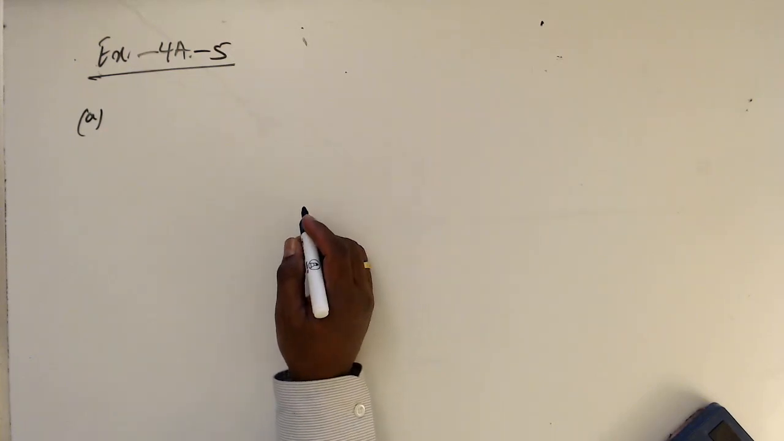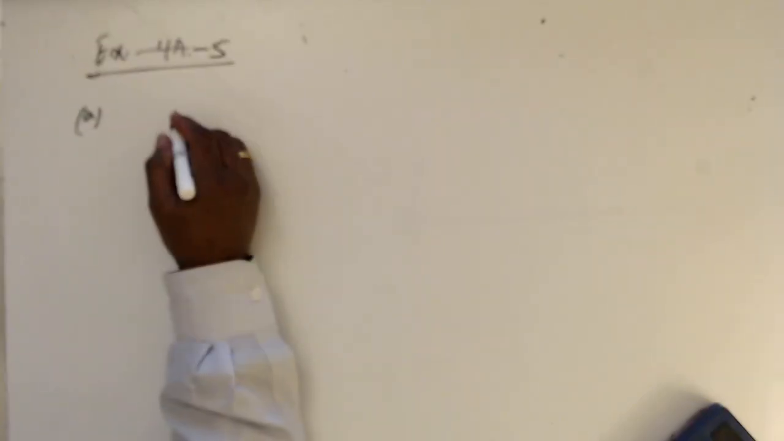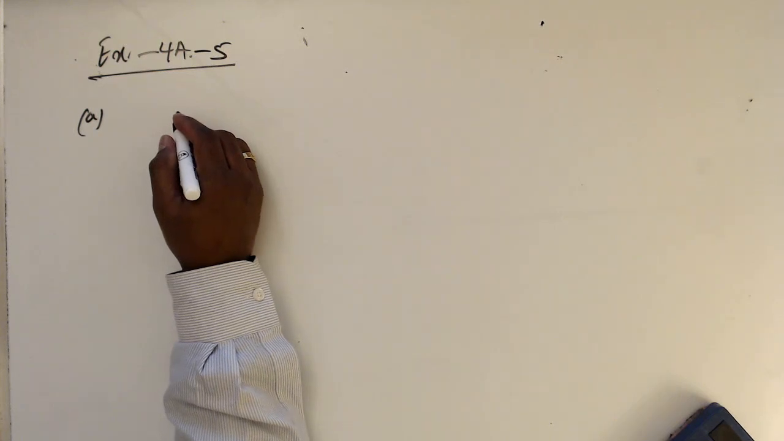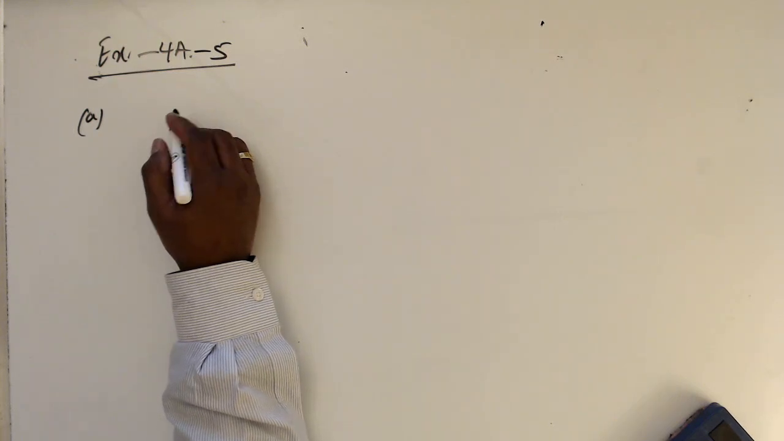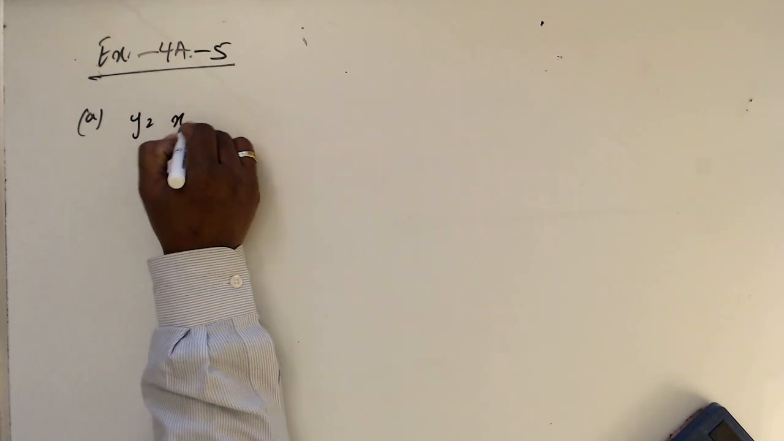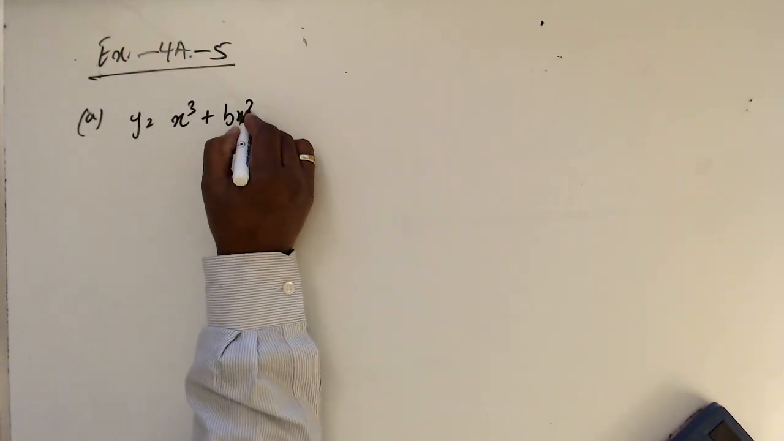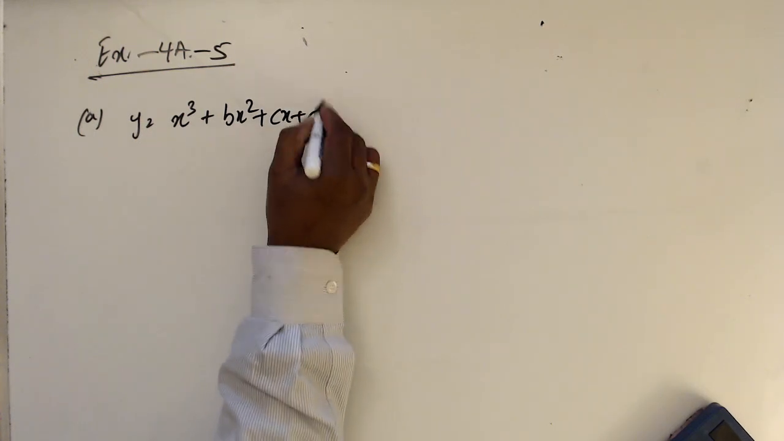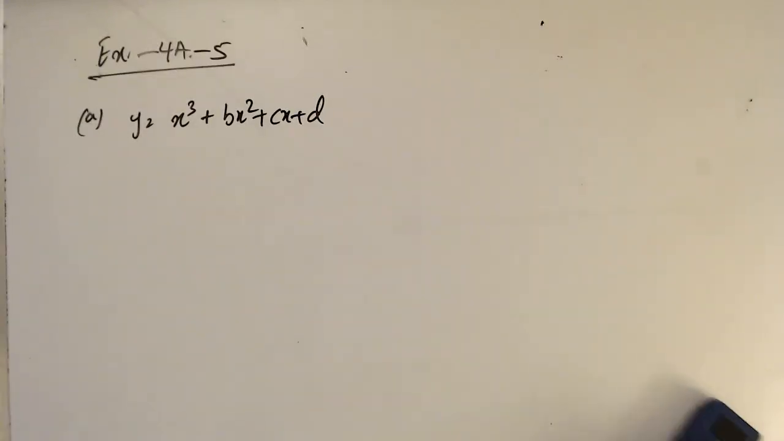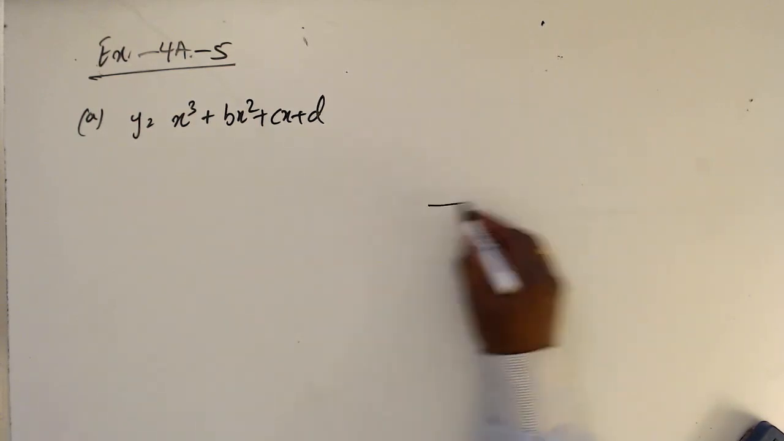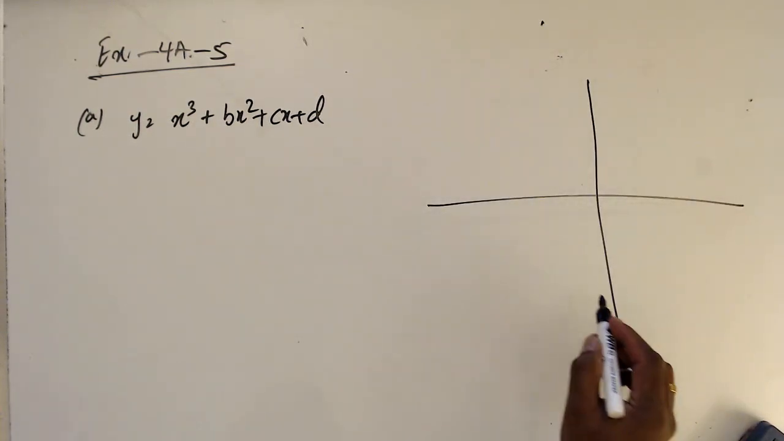Let's discuss question number 5 for A. y equals x cubed plus bx squared plus cx plus d, where b, c, d are real constants. Find b, c, d values. There is a graph also given.